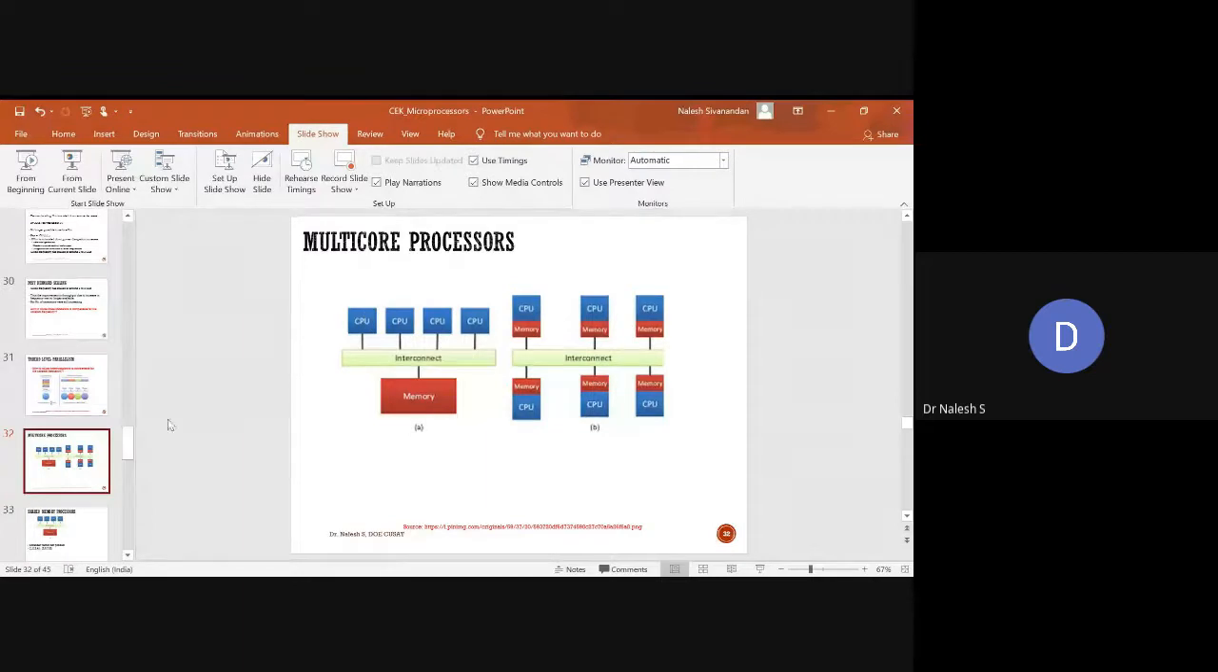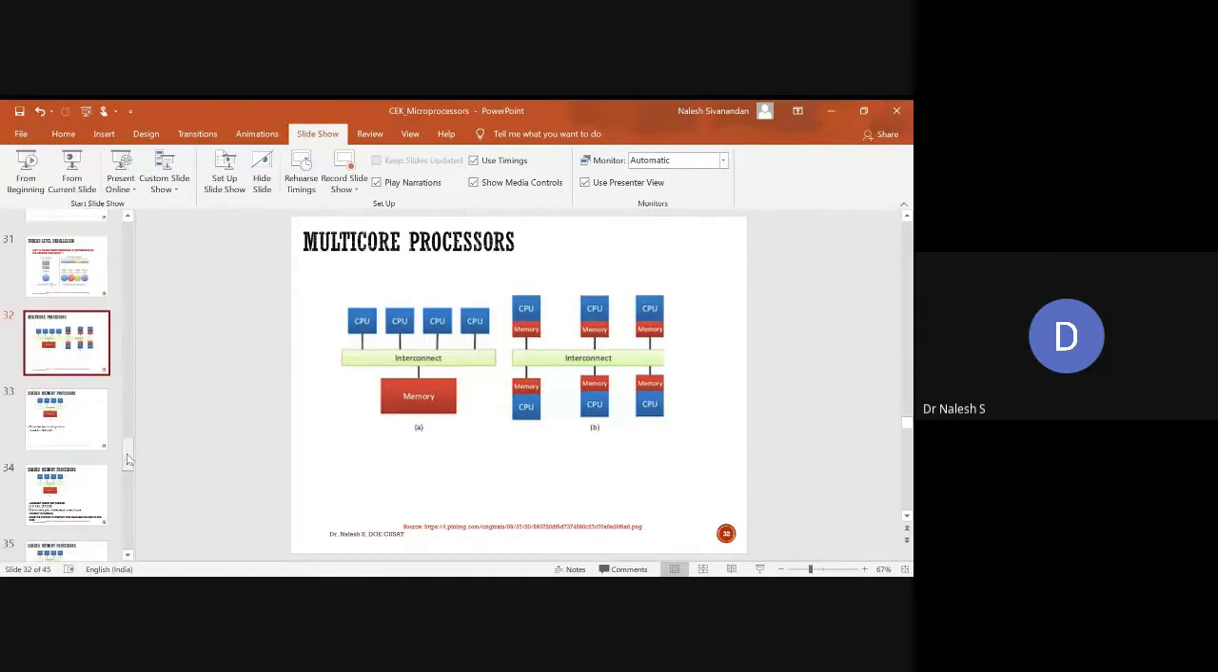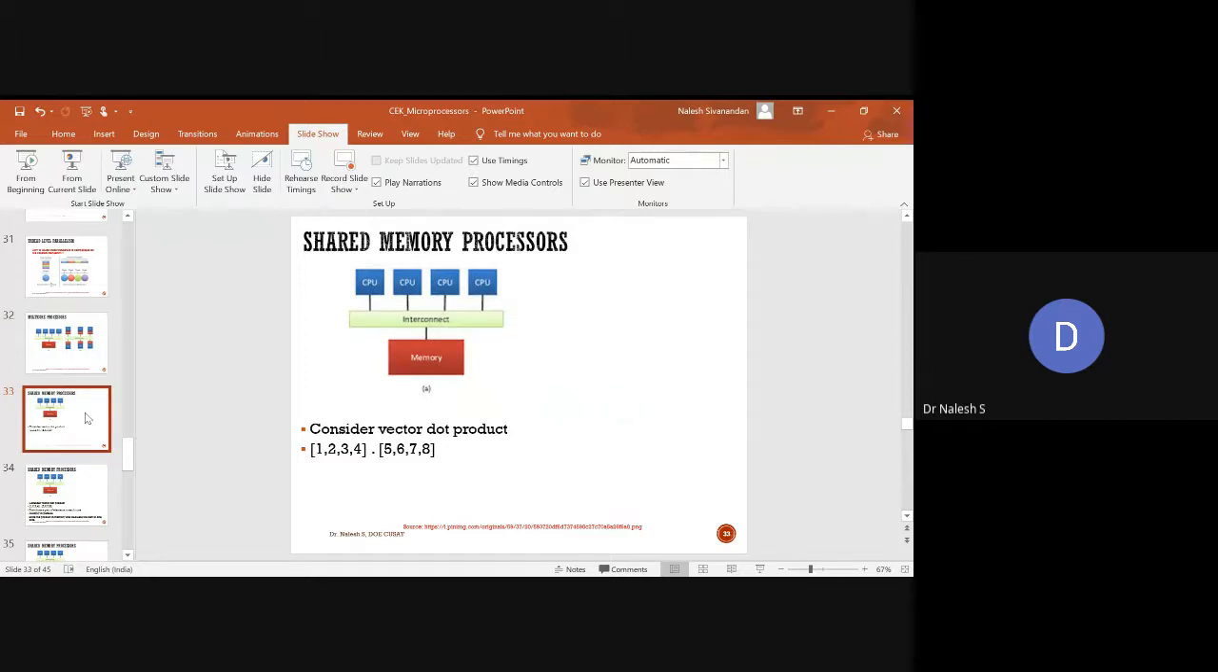This is shared memory. The definition is not completely correct, but for ease of understanding, I am just making this. So, shared memory processor. Let's see how we can utilize this and what the issues involved with multi-core processors are. Very basic issues.